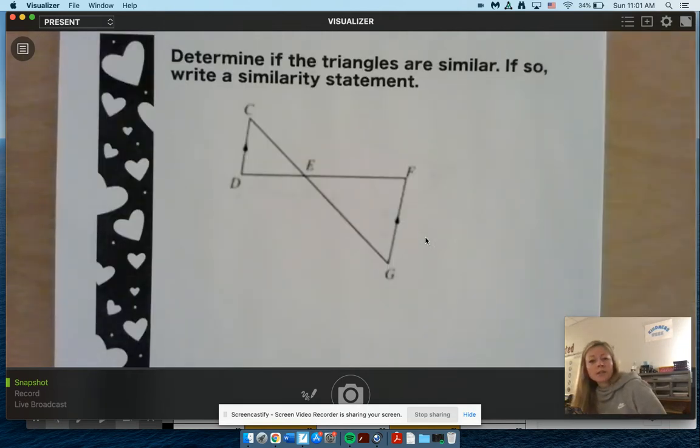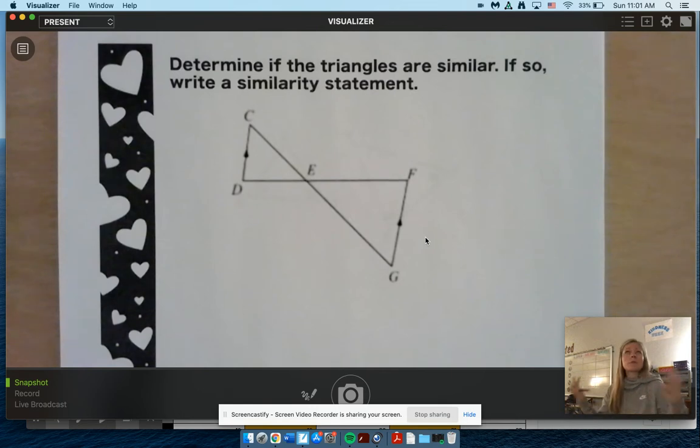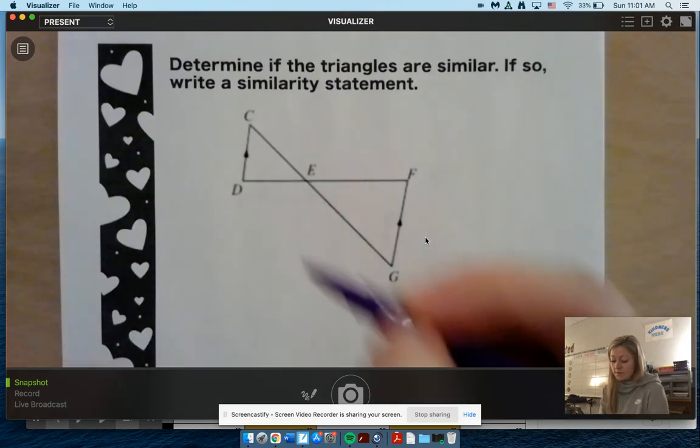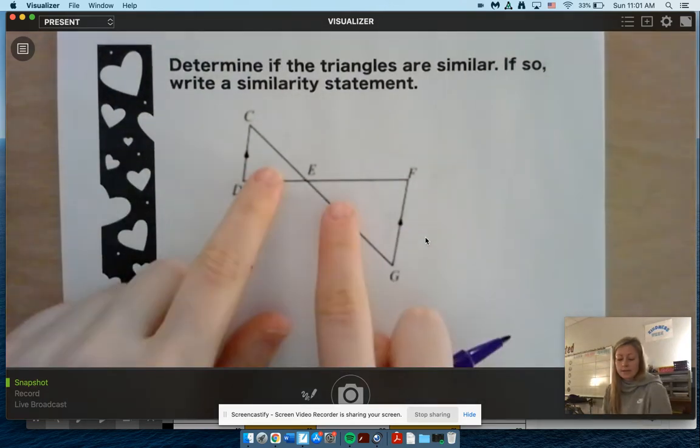All right, we're just rolling right into it. It says determine if the triangles are similar. If so, write a similarity statement. This is going to rely on some previous knowledge, so we have to use things that we've learned in the past to help us solve these. Right now our goal is looking for two angles that are congruent. The most obvious ones are when we have triangles that crisscross like this, we're always going to get vertical angles in the middle.